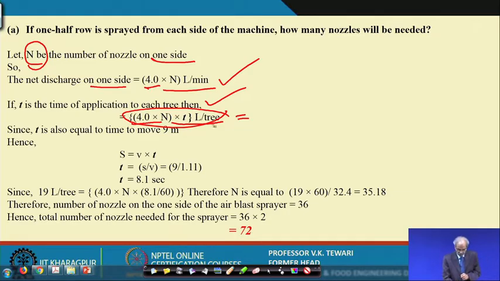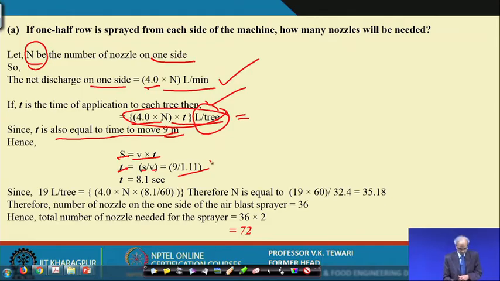So, what is so much liter per tree is the one which you get. Since T is also equal to the time to move 9 meter, so in this time it has moved from one to another one. During this period, see how much time it has taken. S is equal to V into T, where T is nothing but S by V, the distance by the velocity at which it is moving.